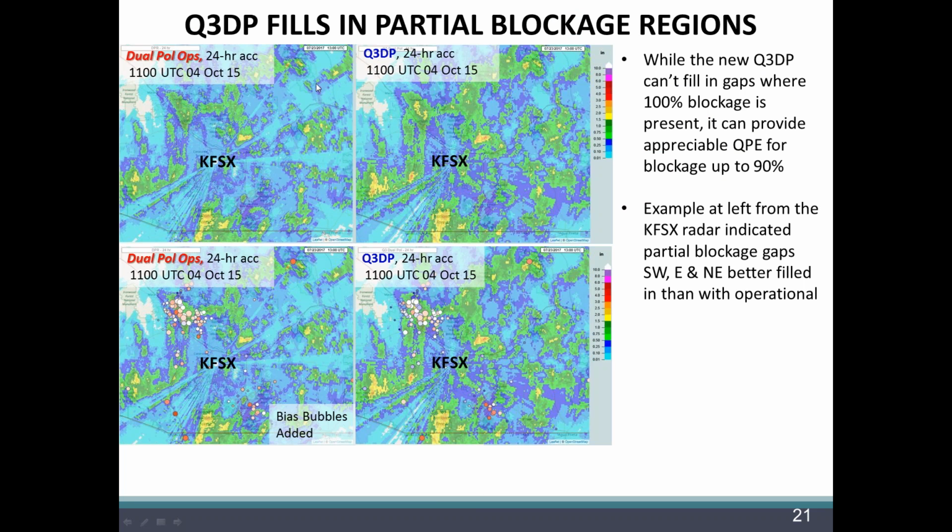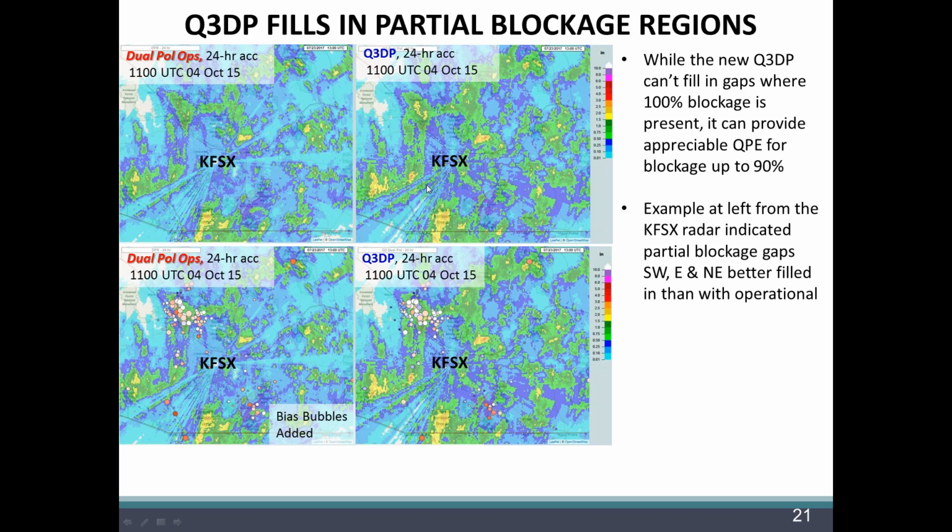Here's just an example of some partial blockage being filled in for the Flagstaff radar out west. The left two images here is the QPE for 24-hour total at the top, and then the bottom I just added the bias circles in through here. So you can see here that there's significant blockage to the southwest of the radar, and also blockage is shown up to the east and a little bit to the northeast as well. And a lot of that's been filled in with the Q3 dual pole data.